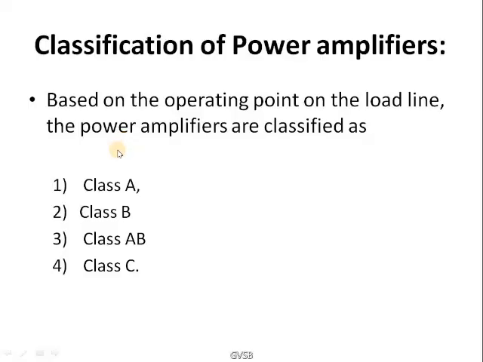In the last video, we have seen the classification of power amplifiers based on their operating point and input voltage. They are classified as Class A, Class B, Class AB, and Class C.